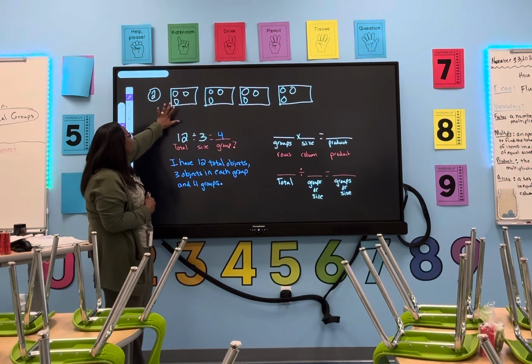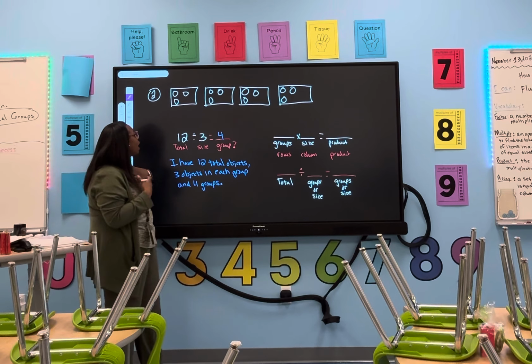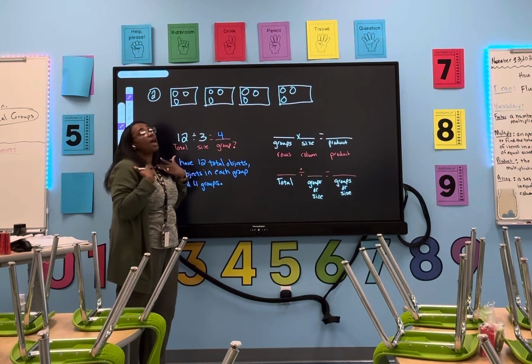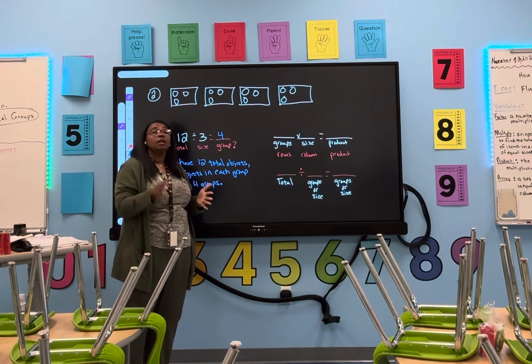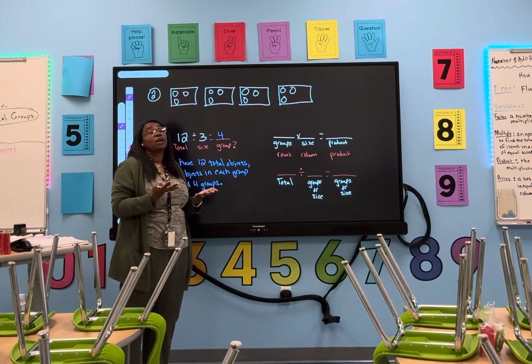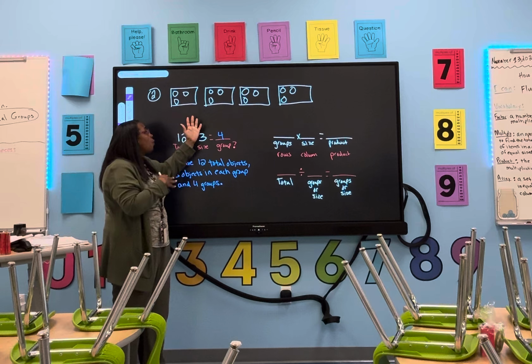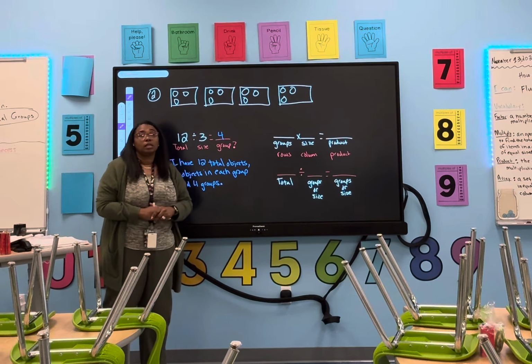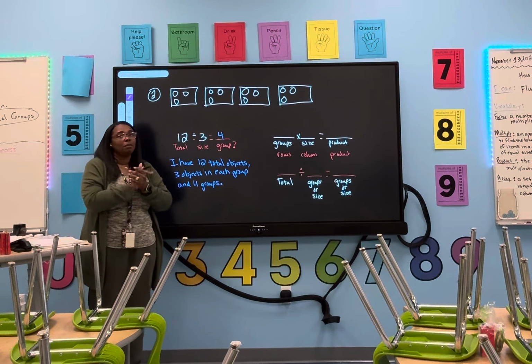So if I know the 12 is for the total, and if I know the 3 is for the size, then I can automatically know that, hey, the missing number would be my groups. So 4 groups would be the answer for this. Okay, I hope that makes sense to you.